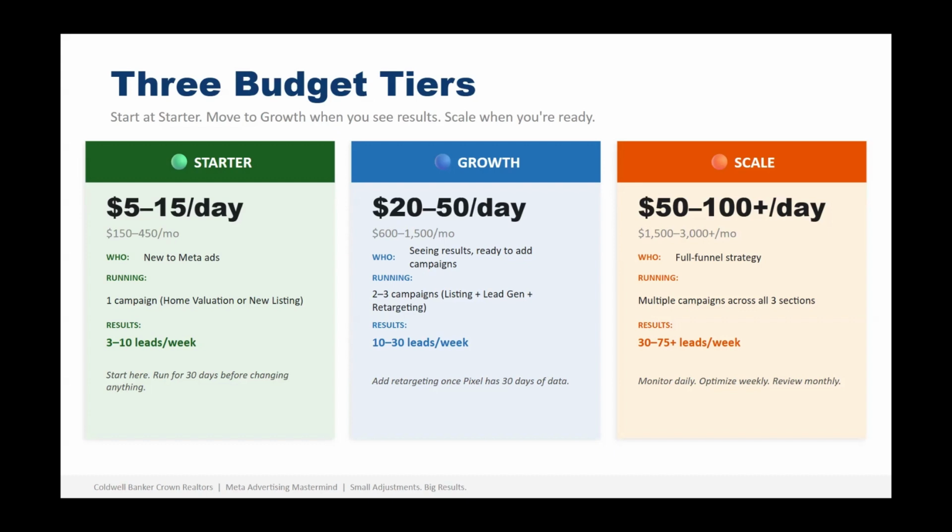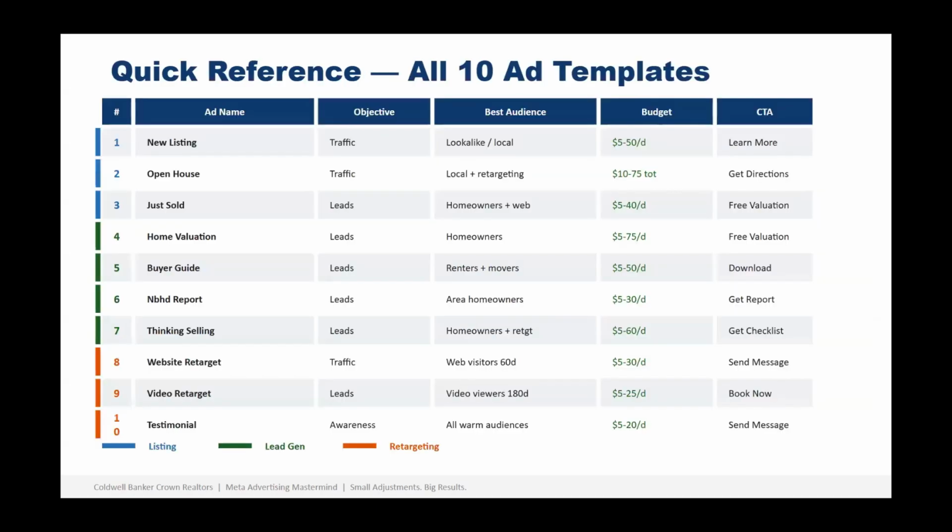These are your budgets that you should be following. Start small, start easy, and you'll see it work. You'll start understanding how it works, and you'll be able to grow it from there.